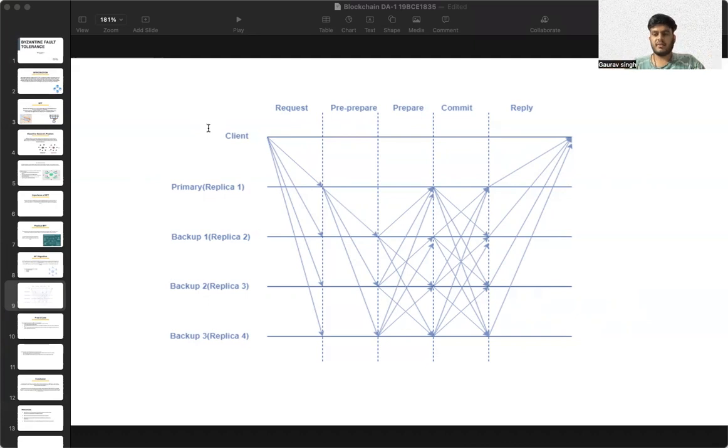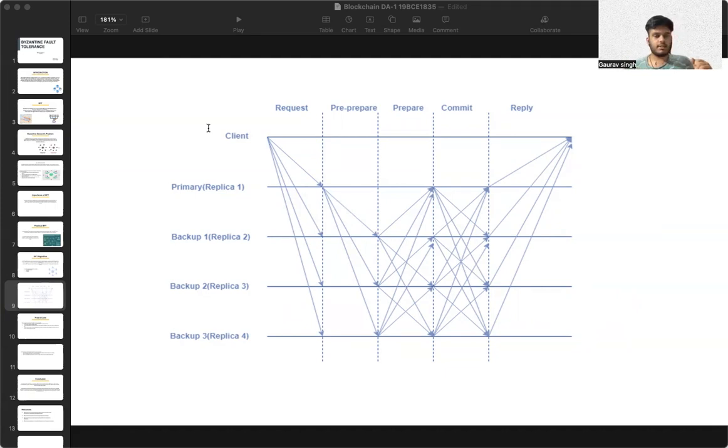So this PBFT mechanism has three phases. First being the pre-prepare phase, the prepare phase, and the commit phase. In the pre-prepare phase, the leader node sends out a pre-prepare message to each backup node. In the prepare phase, after receiving the pre-prepare message, what happens is it's the backup node's job to send the prepare message as a reply to all the nodes, including the leader.